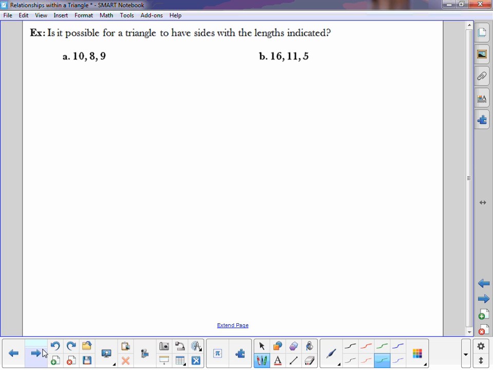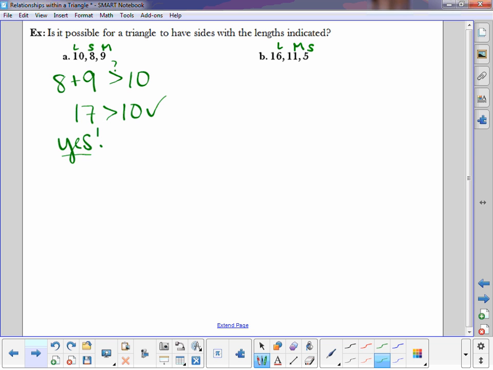You got one. It's a range. Wait, what? No, you did it right. Alright, so again, we're checking that small and medium is bigger than my large. So my small side plus my medium side is bigger than my large side. What do we get? Let's say 8 plus 9. 17. Is 17 bigger than 10? Yes. Now I am expecting that you show your work to support that, but this is sufficient there.